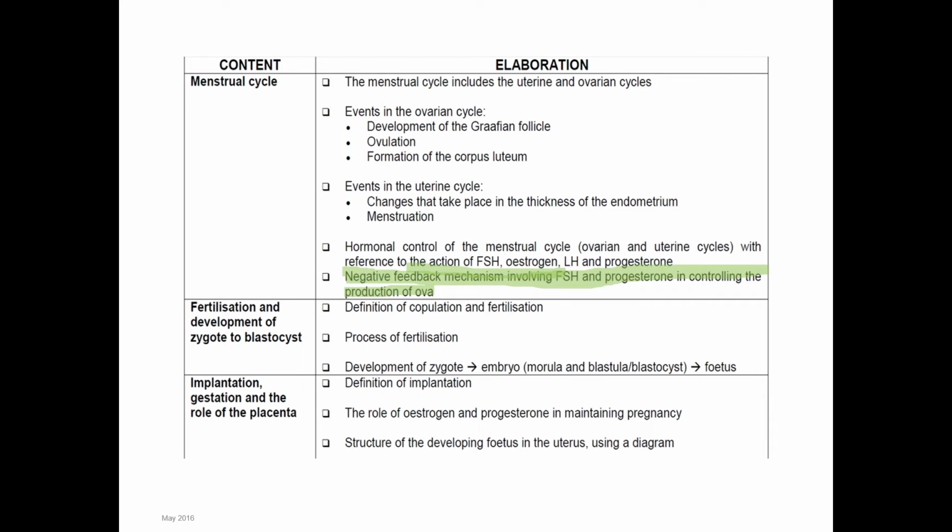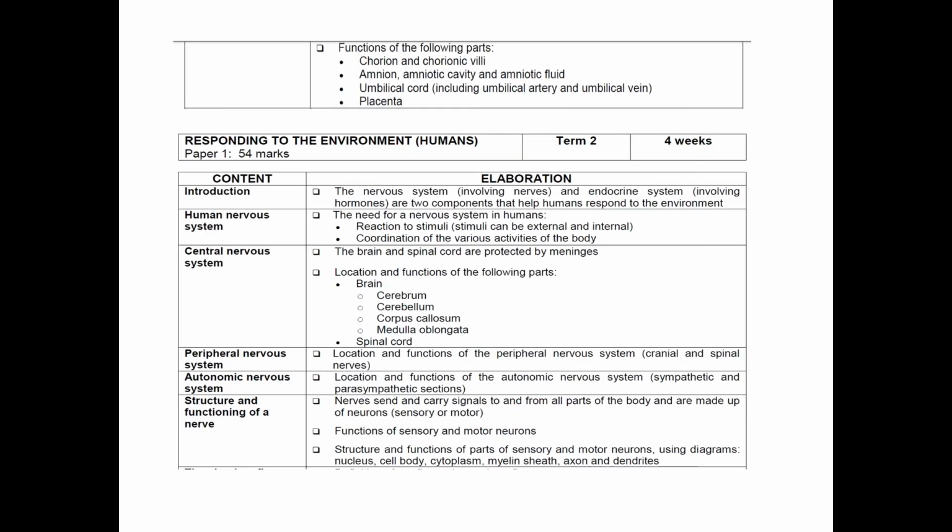So they tell you, you must know this work with diagrams. You must know the functions of the following parts: the chorion, the chorionic villi, amnion, amniotic cavity and amniotic fluid, umbilical cord including umbilical artery and vein, and then the placenta. So that was quite a lot on the reproduction.